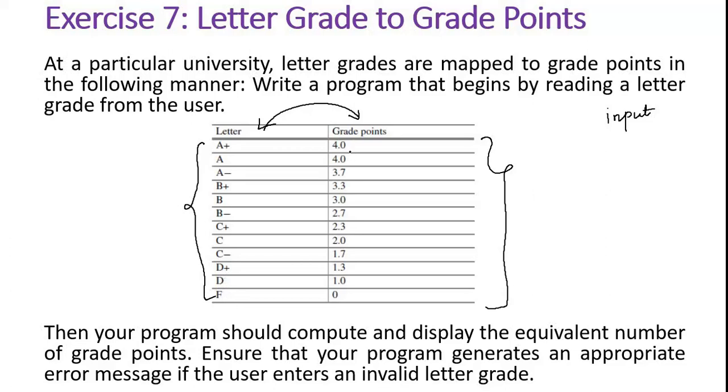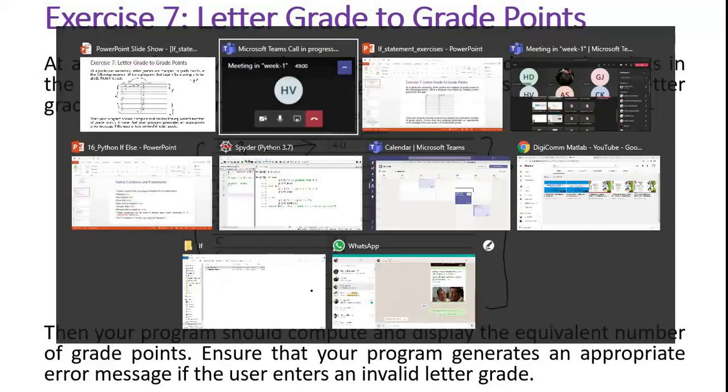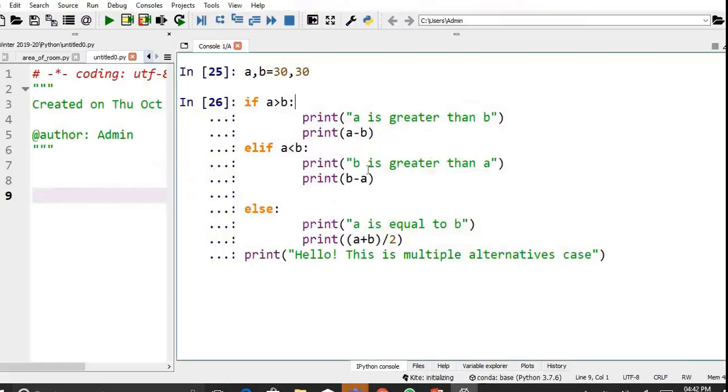You just notice A plus and A are mapped to the same grade, 4.0, but others are different. F grade, F is mapped to 0. So we'll write the code. I'll go for Spyder. Let me complete this program.